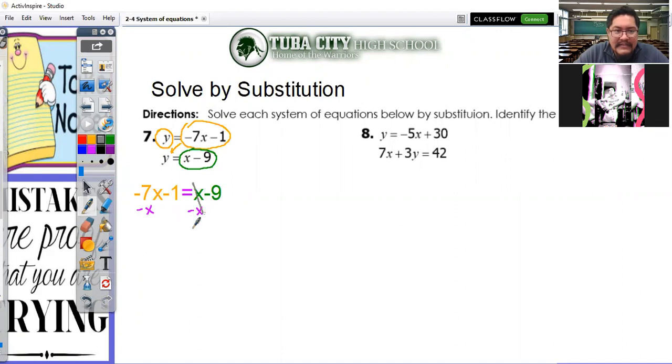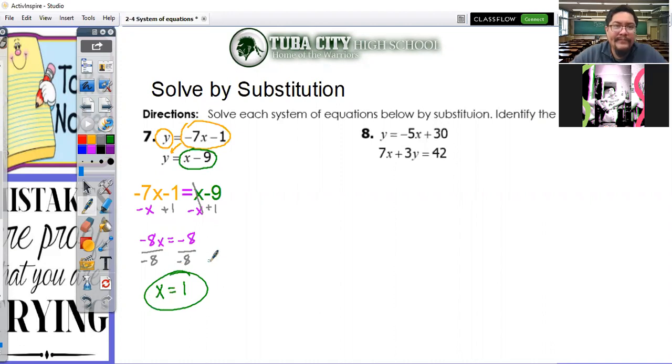So that should cancel this x, and that means I'm going to have to move this 1 over here. And that should give me what I need. So in this case, I have -8x equals -8. Now I can divide both of these by -8 because I want that x by itself. And that should give me x equals, and then -8 divided by -8 would be 1. So I have one part of the solution.